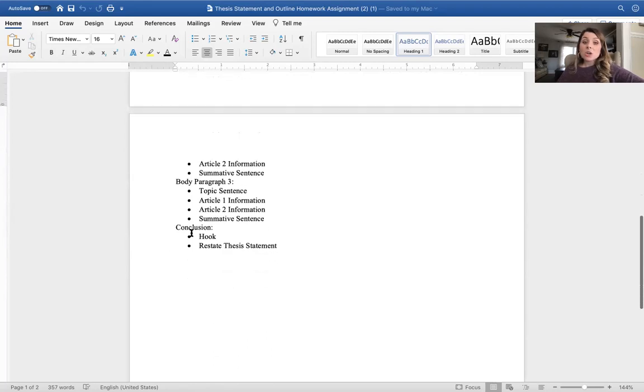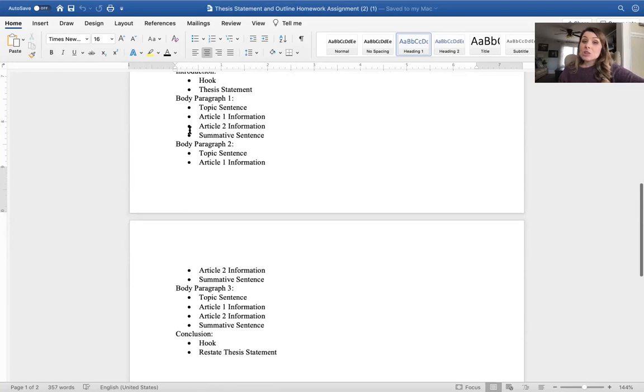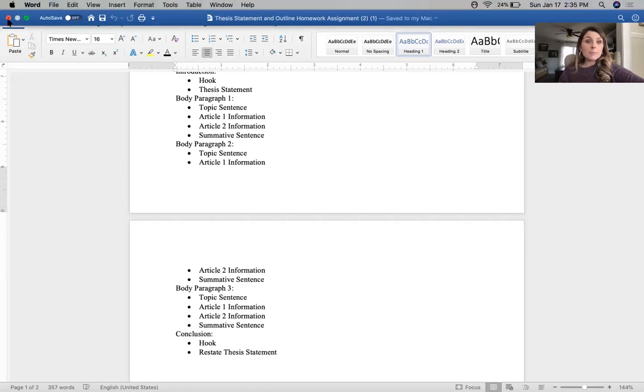And then again on your conclusion, when I put hook down here, I want to see you re-grab your reader's attention and then restating that thesis statement once more. And again, contingent on how many character qualities you have, that's how many body paragraphs you're going to have. And then this particular assignment is going to be due on the 28th at 11:59 p.m.